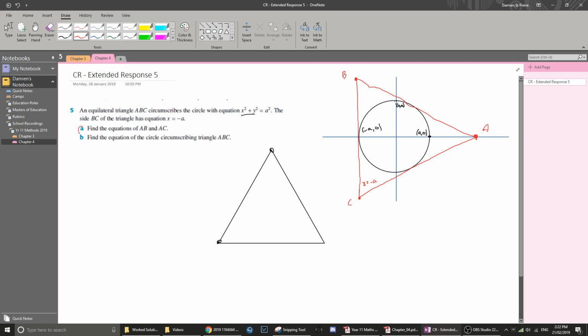Okay. Part A, find the equations of AB and AC. So it wants us to find the equation of this line here, AB, and it wants us to find the equation of this line here, AC. So they're straight lines, so we know we're chasing something. y equals mx plus c. Okay. m's our gradient, and c is our y-intercept.